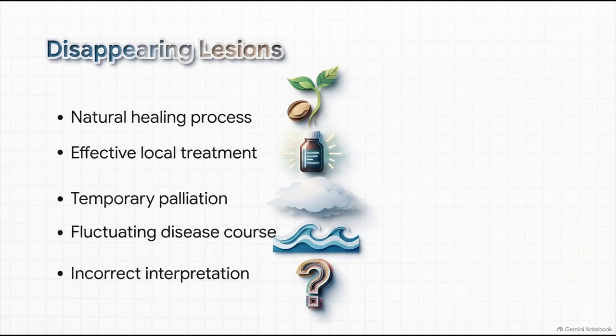Because of this dynamic, when a lesion vanishes, a practitioner cannot just automatically assume a holistic cure has occurred. Sure, a disappearing lesion could mean a natural healing process from the inside out, which is the dream scenario, but it could also just be temporary palliation or even just the natural fluctuating course of the disease itself. The practitioner has to constantly monitor the patient's overall systemic vitality, their sleep, their emotional well-being, just to verify if true deep healing is actually taking place.